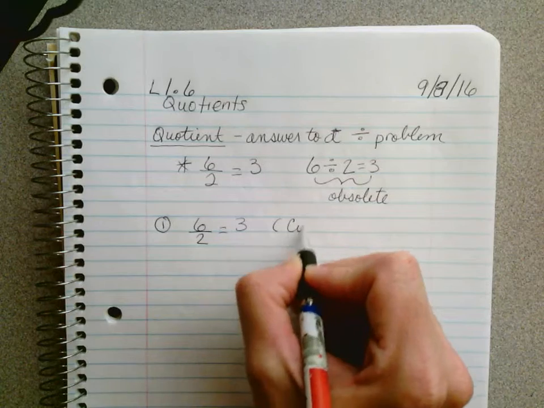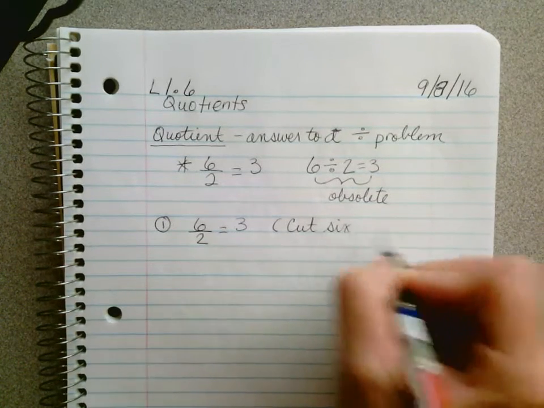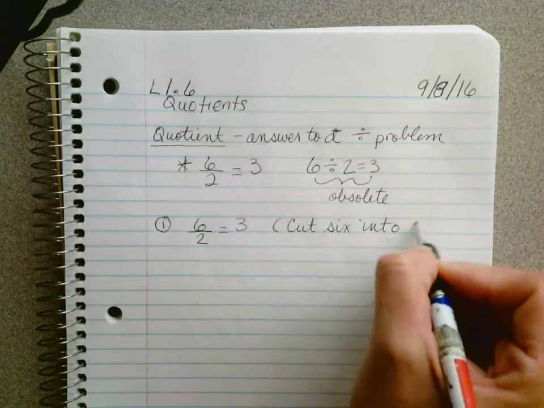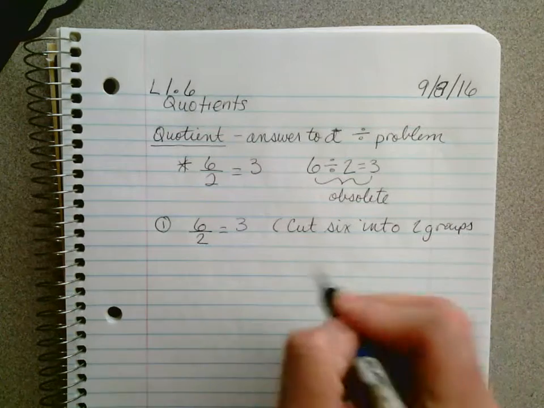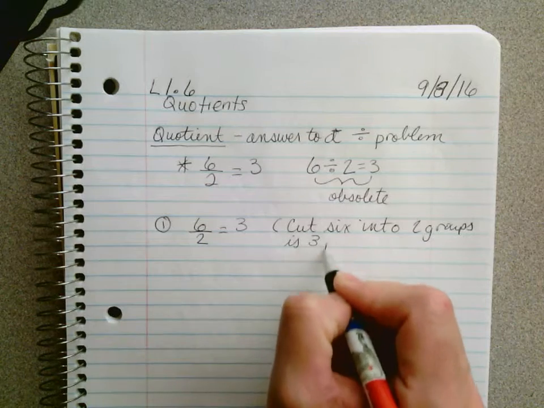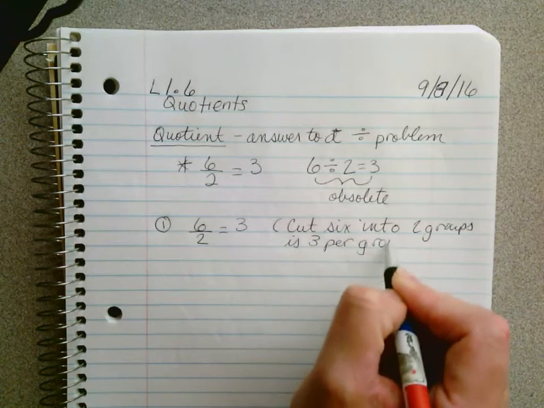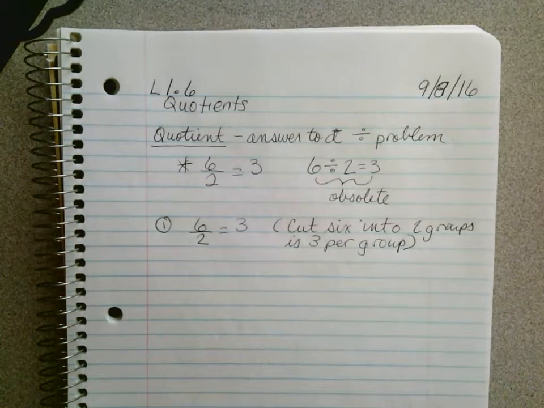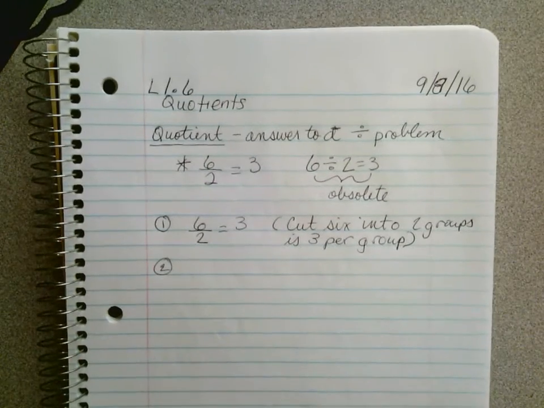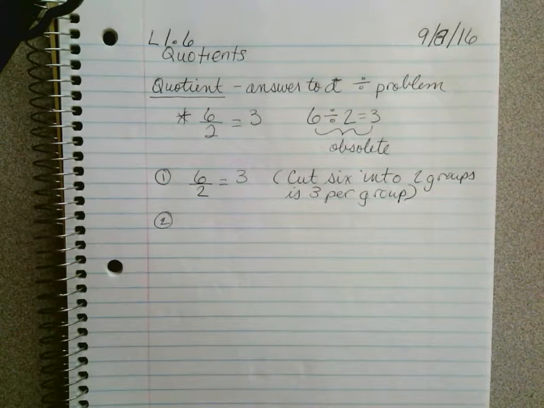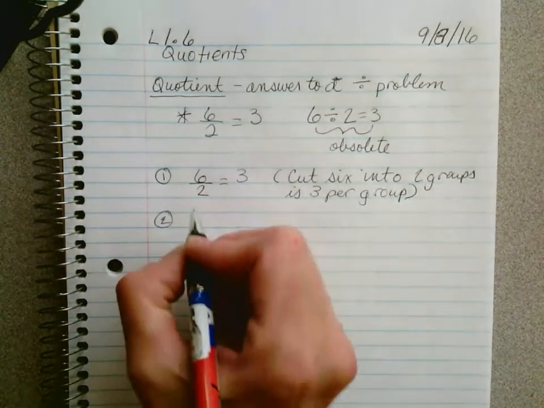So we cut 6 into two groups. I know this seems easy, but I want to explain it so you understand it. Is 3 per group, right? So that's the third grade level explanation. The one that I want you all to feel out is the reciprocal definition.